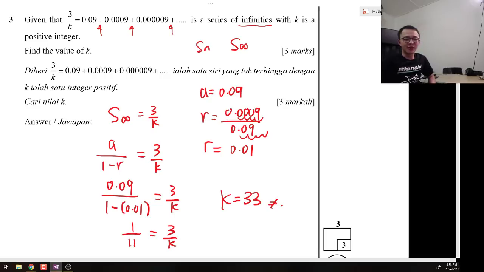Yeah, I will try to talk slower to make sure all of you can understand. What is infinity? You should refer back to your formula. You have one formula, which is sum of infinity.